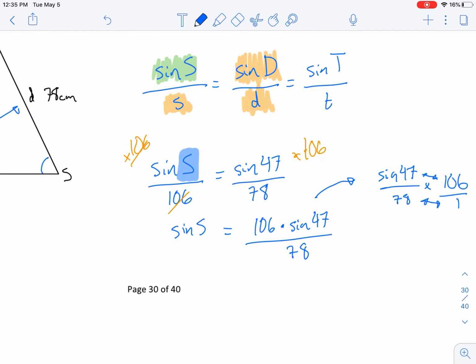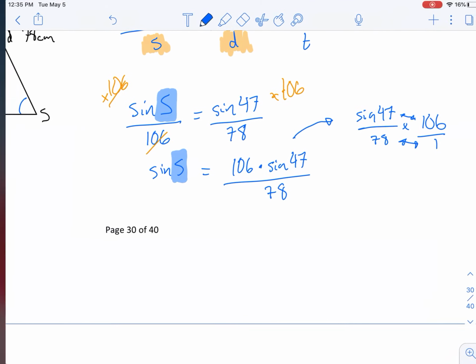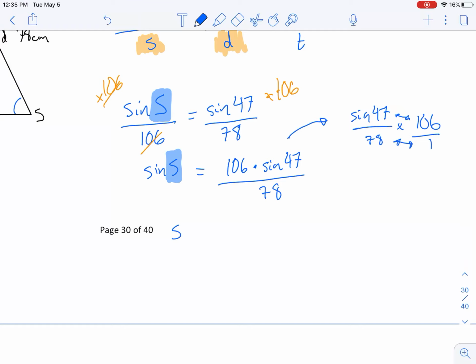And then just like before, you're trying to solve for an angle here. So we're trying to solve for this missing angle, this S. So what's in the way of S being by itself is this sine. So to get rid of that sine, we need to inverse both sides. So we're going to take the sine inverse of both sides, and that's going to isolate S, angle S, capital S, all by itself. If we take the sine inverse of one side, we need to take the sine inverse of the other side. So I'm going to take the sine inverse of 106 times sine 47 divided by 78.